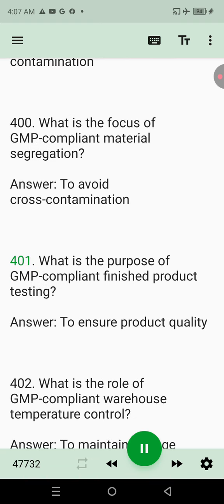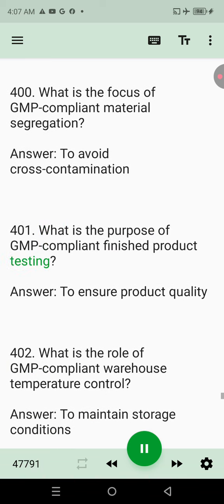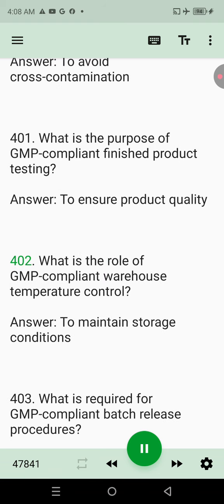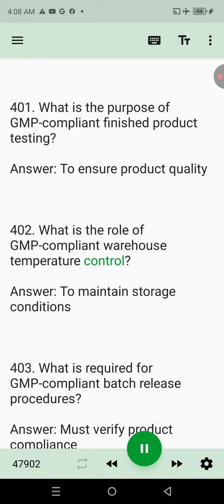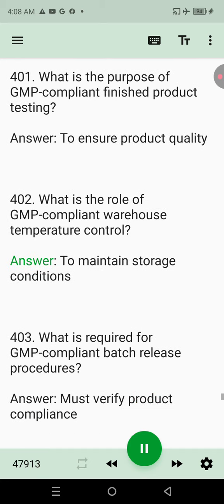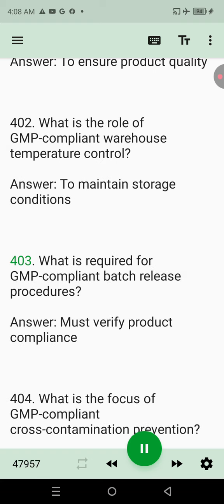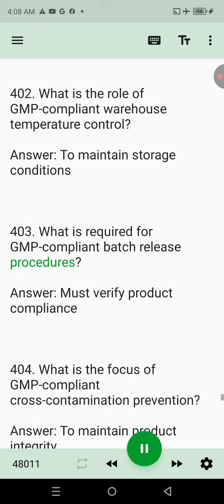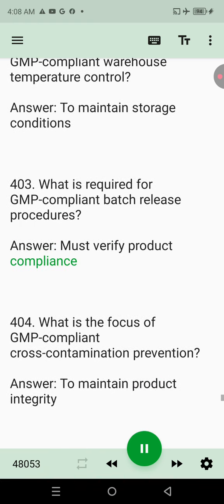cross-contamination. 401. What is the purpose of GMP-compliant finished product testing? Answer: to ensure product quality. 402. What is the role of GMP-compliant warehouse temperature control? Answer: to maintain storage conditions. 403. What is required for GMP-compliant batch release procedures? Answer: must verify product compliance.